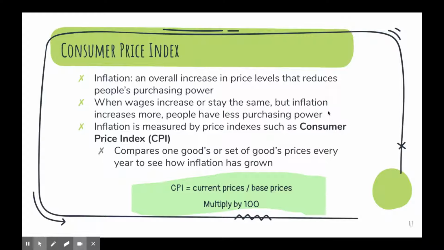So inflation is measured by price indexes such as the Consumer Price Index, which is what we're going to look at today. The Consumer Price Index, or the CPI, compares one good's or set of goods' prices every year to see how inflation has grown. And like last week, the Consumer Price Index has a formula that you're going to need to know, so make sure that you have the formula sheet that I gave you last week. Our Consumer Price Index is our current price divided by our base price multiplied by 100. As we progress through this, it will make a little more sense.